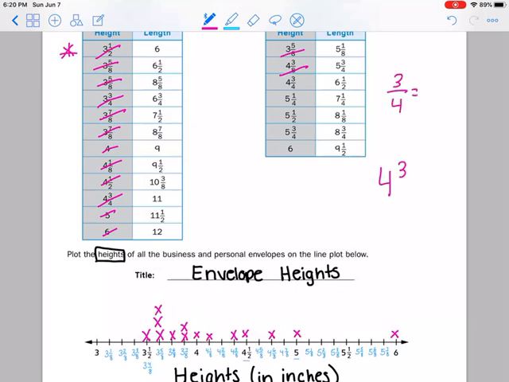Actually, I could just put that up here. 3/4 is also equivalent to 6/8. So 4 3/4 would be equivalent to 4 6/8. So that's right here.